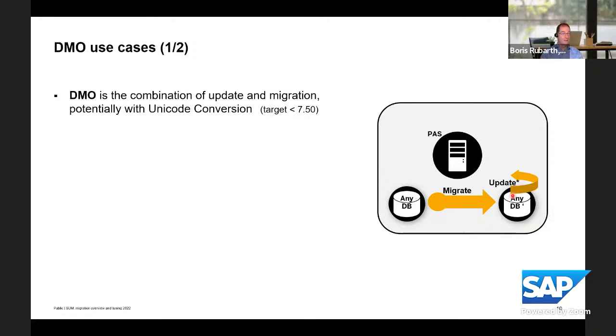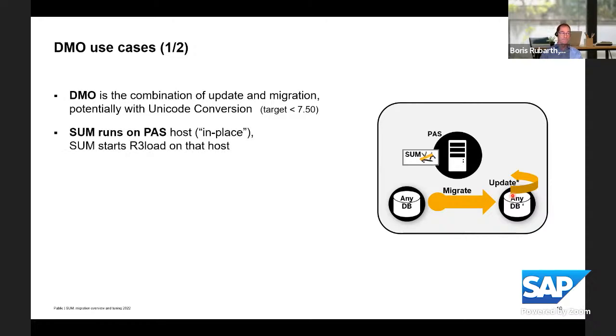Potentially, for a target below 750 basis, the SUM 1.1 even offers to execute the Unicode conversion. Typically, we extract and start the Software Update Manager as a tool on the primary application server, and this application server is kept. That's why we call this procedure an in-place procedure. And the Software Update Manager that is started on this host will start the kernel tools like R3load on this same machine, on that host.